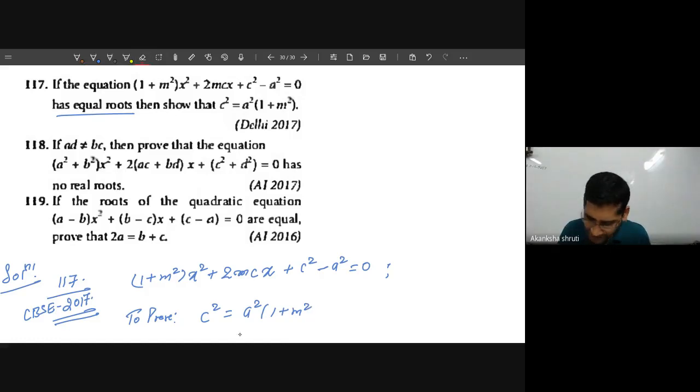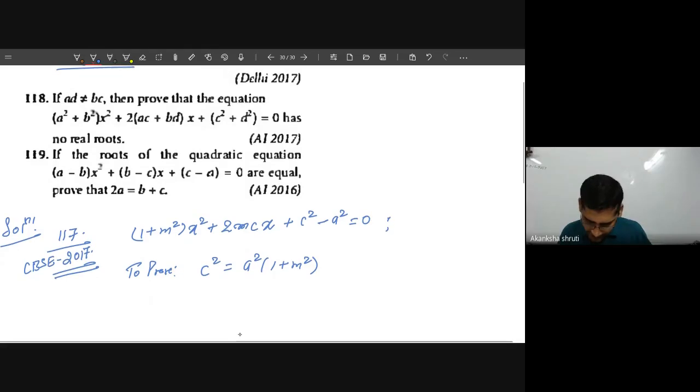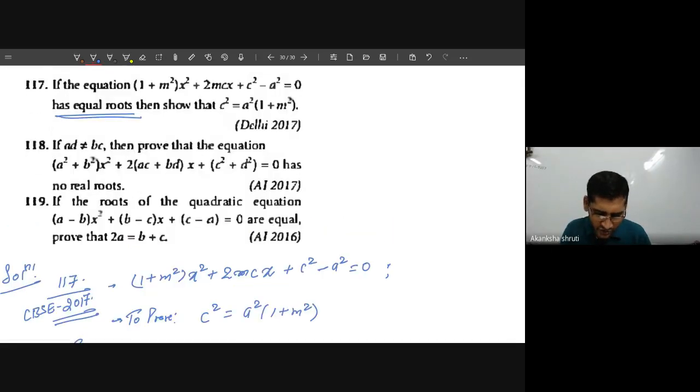Here we are observing that whatever the other constants are there, all the constants are interrelated. m and c are in the middle term or x term, a and c are present in the constant. So all those relations we have to derive. So write down the condition for given that the roots are equal.